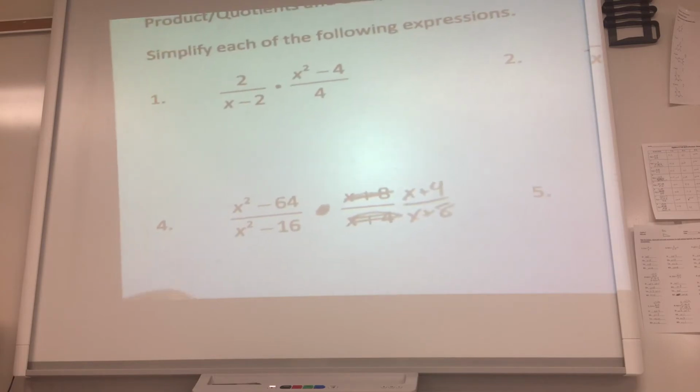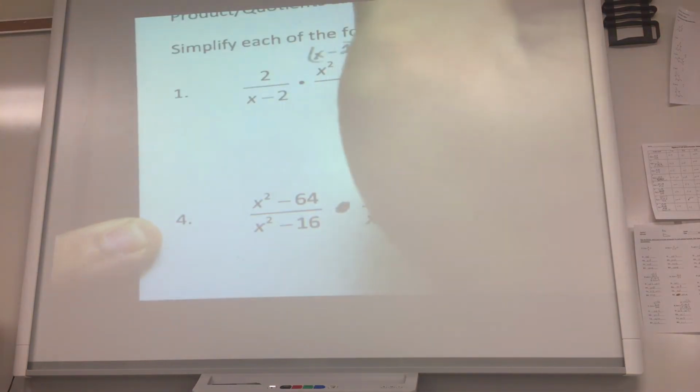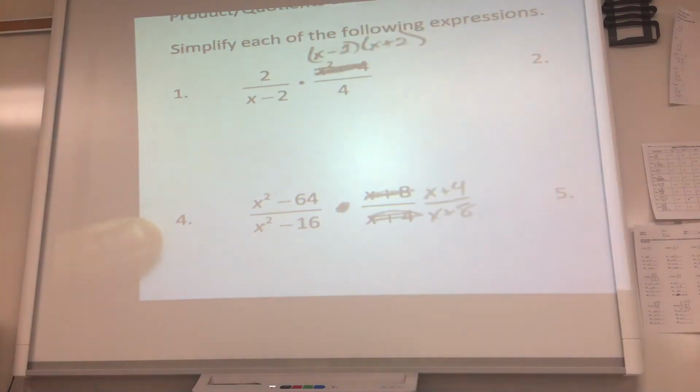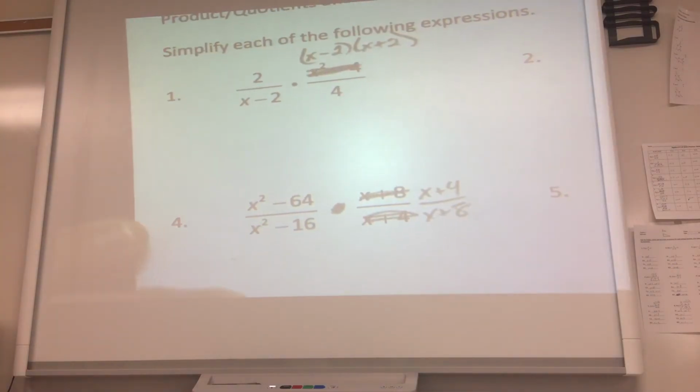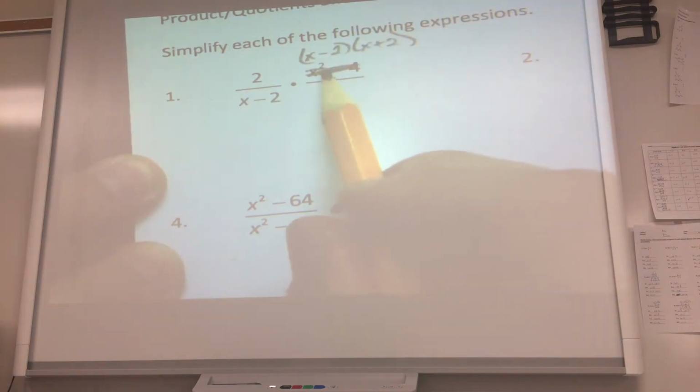With something like this, both adding, subtracting, multiplying, and dividing, factor everything first. So x minus 2, x plus 2. Again, I'm going to work all 14 of these back to back really quick, and hopefully by the time we're done, you'll understand what's going on. So that's factored.